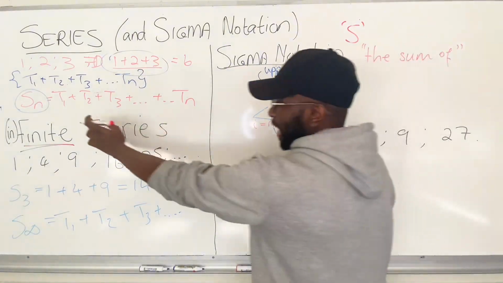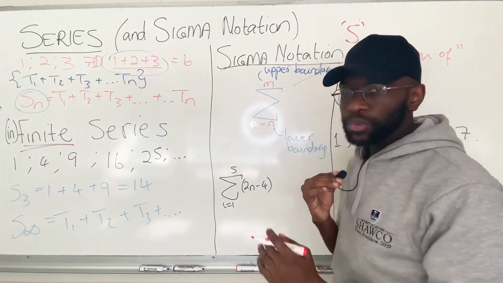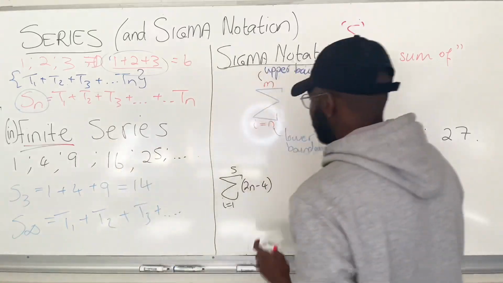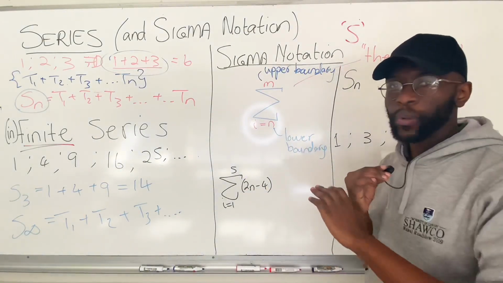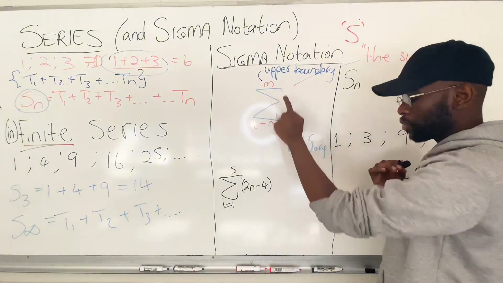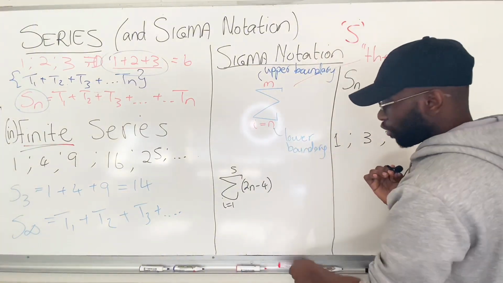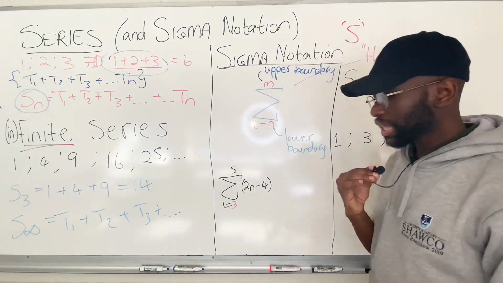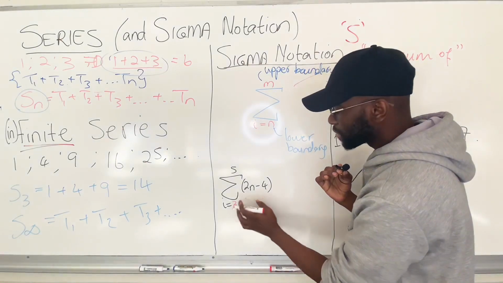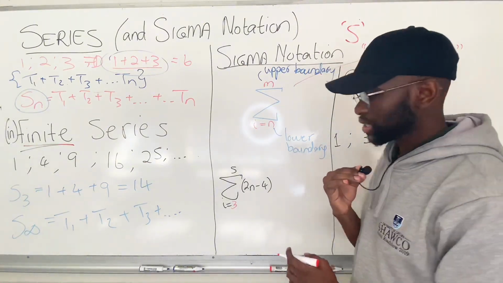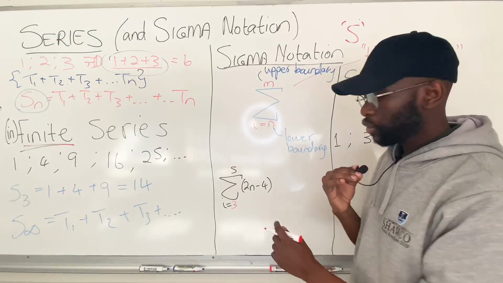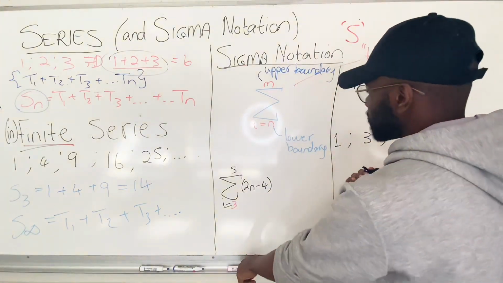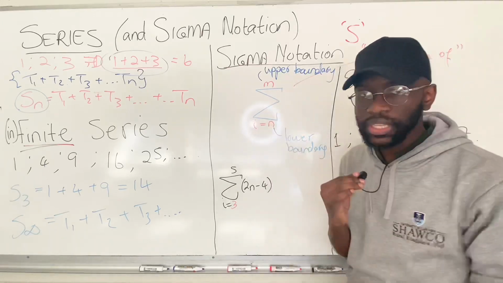So unlike Sn, where I said Sn will always start from term 1, Sn always starts with T1, but N here can start from wherever. It just has to be lower than our upper bound. So let's say here we had 3, which means that the first term we are going to add will be term 3 in this sequence, and we are going to add all the way until term 5, which means we are just adding term 3, term 4, and term 5. That makes sense, right? So this will be our lower boundary, and this will be our upper boundary.